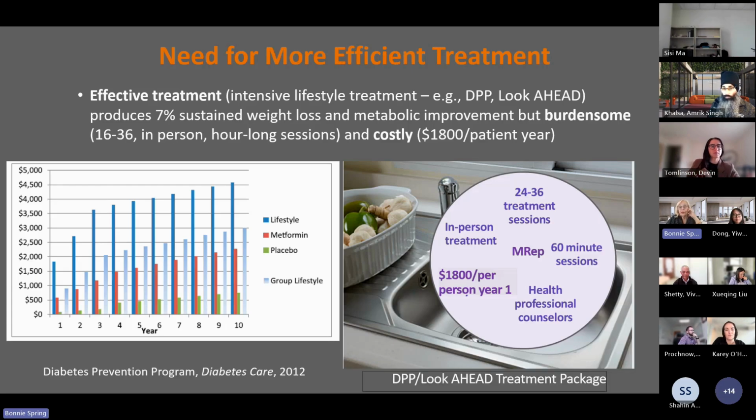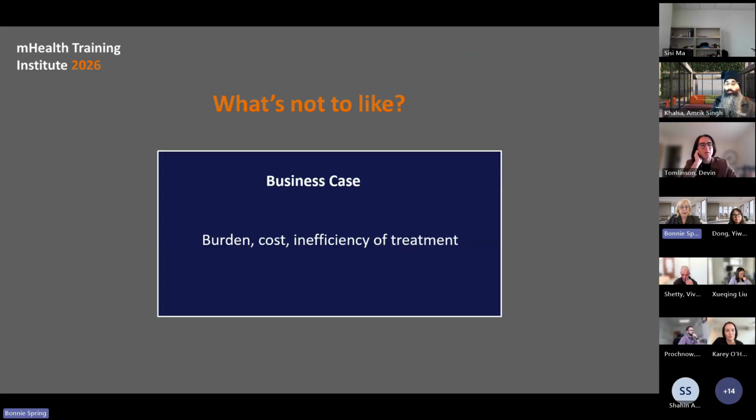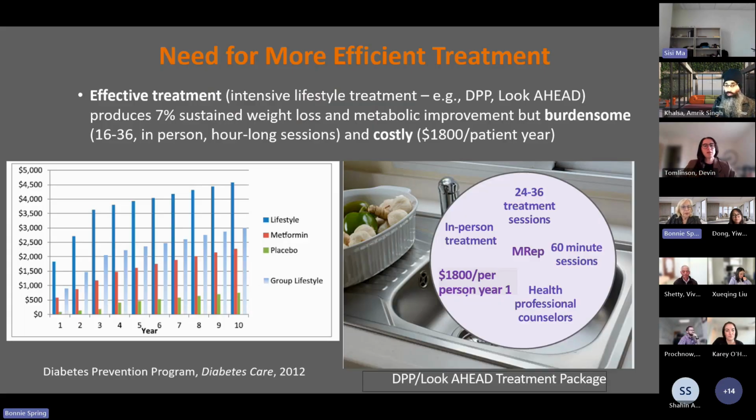And I went back and looked at this study. This is a study on the cost of administering the diabetes prevention program compared to metformin or placebo over the course of 10 years. What you see is that the diabetes prevention program, although it worked, it produced a sustained 7% weight loss and metabolic improvement, delaying the conversion from pre-diabetes to diabetes, but it's not a light touch intervention. It's not just taking a pill. There are, depending on how it's done, between 16 and 36 treatment sessions.